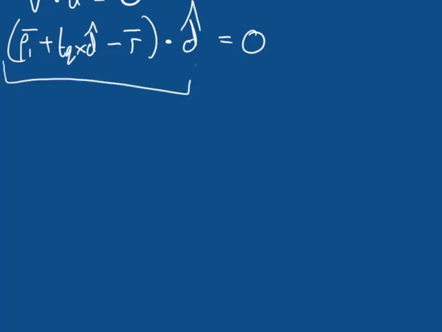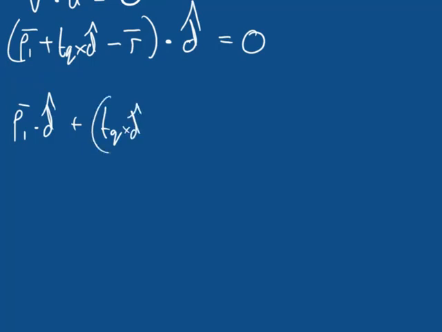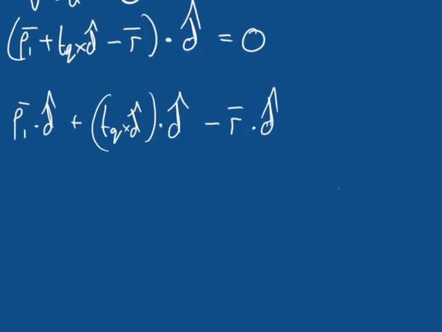So if we expand this equation, I need to find p1 by the dot product of d plus tq times d by the dot product of d minus r by the dot product of d. So we're going to get p1 dot d plus tq times d dot d minus r dotted with d. Now the fact that we can expand this may seem a little confusing. I'm going to explain why we can expand this like this in a second when we have an easier example. In actual fact, allow me to do it now just so I don't get too carried away with myself.